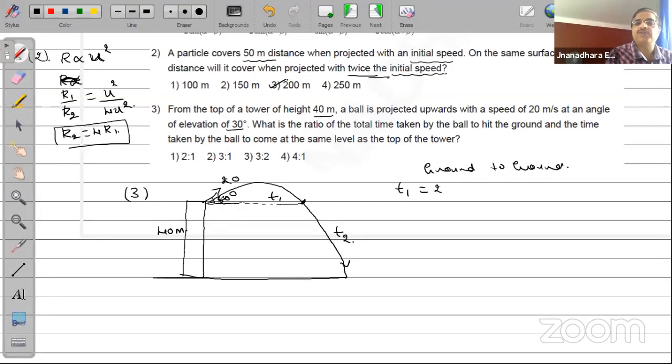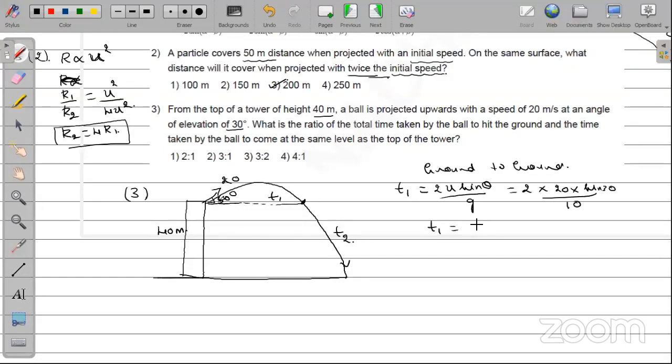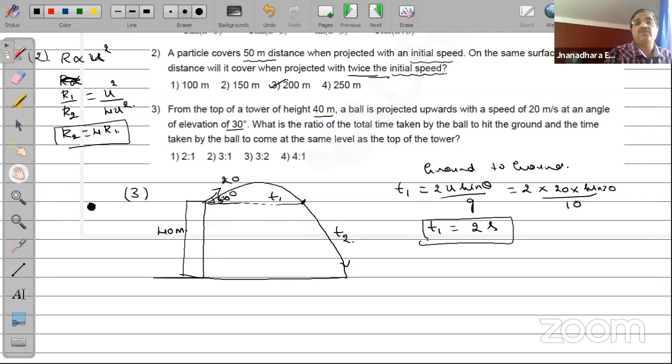So I can use the expression 2u sine theta by g. I have everything with me now. u is given to be 20, sine theta is sine 30, which is known. Take g as 10. So T1 will be equal to half times 20 by 10, which is 2 seconds. Now the second part is very interesting.